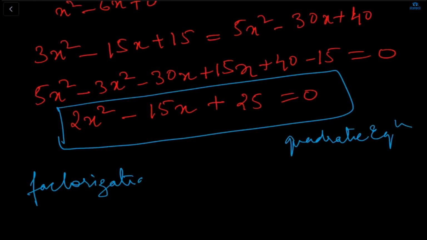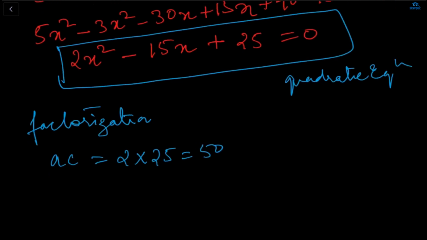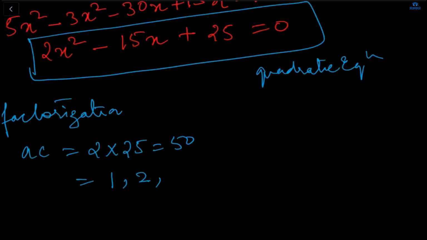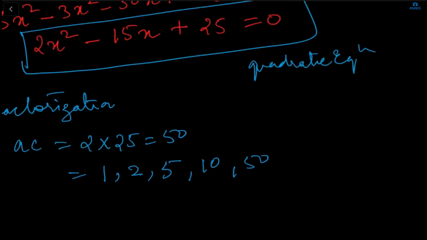If you find AC, you will get 2 into 25, that is equal to 50. Now, the factors of 50: 1 will be there, 2 will be there, 3 will not be there, 4 will also not be there, 5, yes, 10 and 50. Am I right? Now, how can you split the middle term? Multiplication should give you 50.